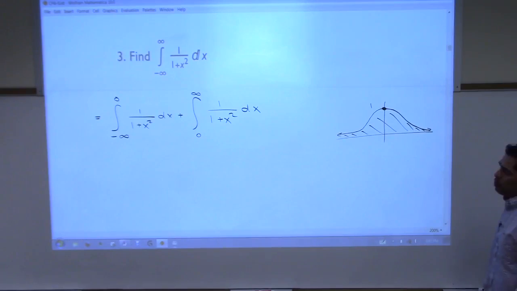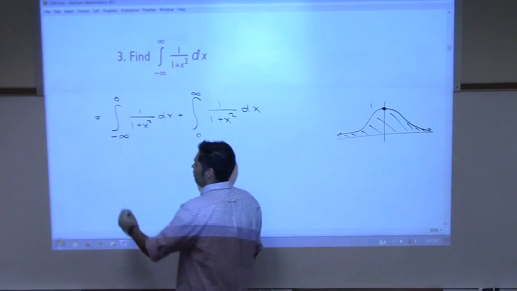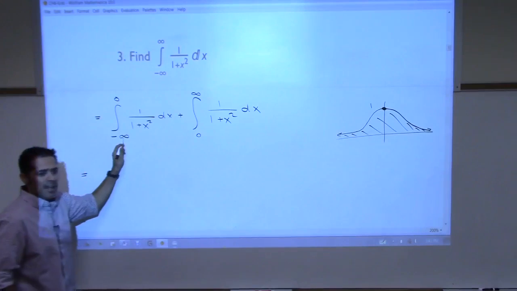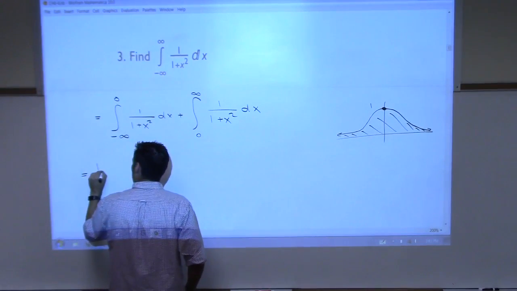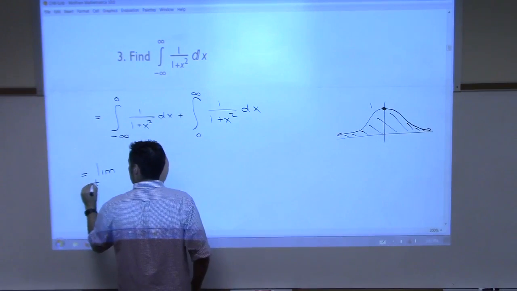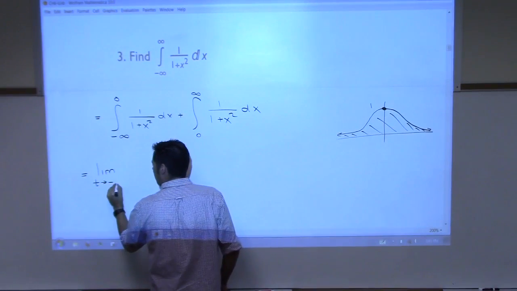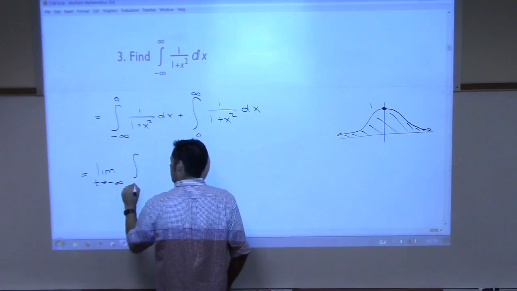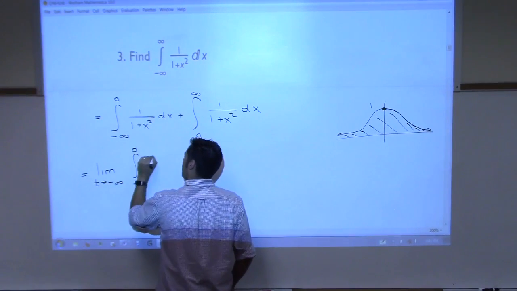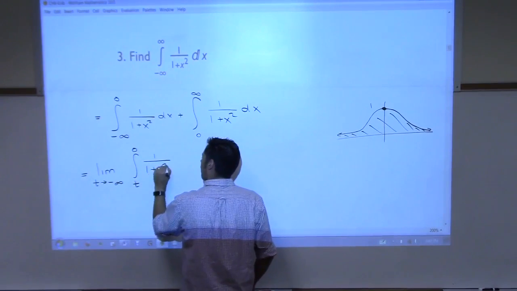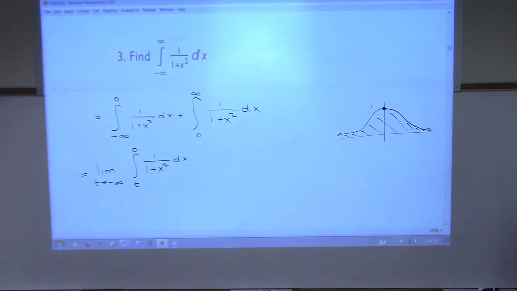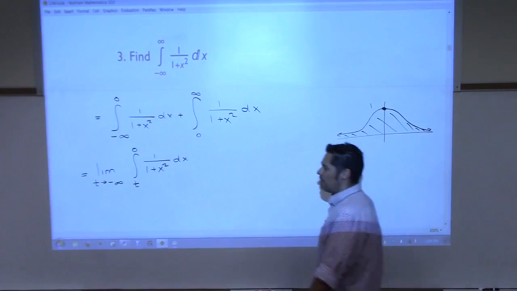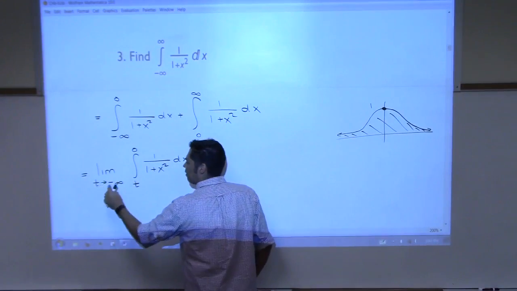Now, for the first one, we have not done one like this yet, right? Where we go to negative infinity. So here's how we write it. We take the limit as t goes to, this time, negative infinity, integral t to 0 of 1 over 1 plus x squared dx. Right? See what I did? I replaced the negative infinity with t, and I'm going to let t go to negative infinity.